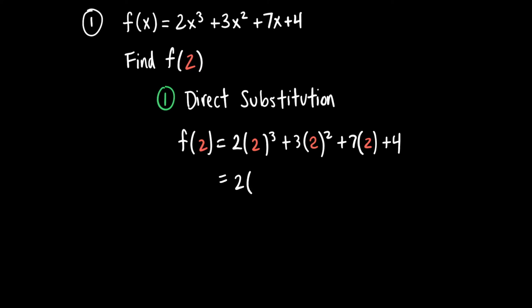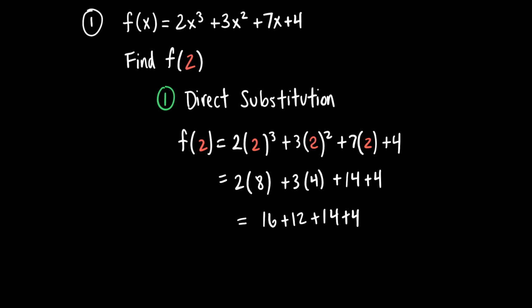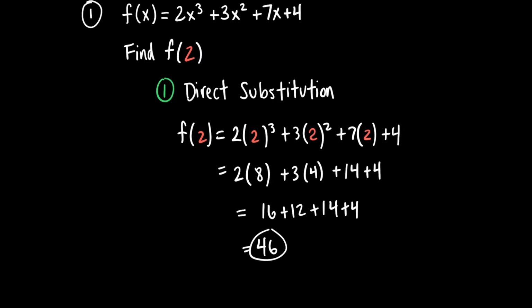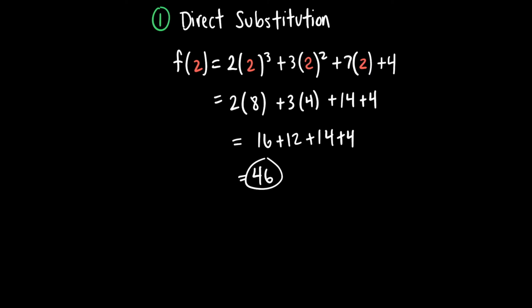Then all we do is simplify this. So 2 times 2 cubed is 8, plus 3 times 2 squared is 12, plus 7 times 2 is 14, plus 4. So this would be 16 plus 12 plus 14 plus 4, and that's 28, 42, 46. So if we just plug 2 straight in, we get 46, which is great. That seems pretty convenient, but I'm going to show you two ways that I think are either A, quicker, or B, easier than this.